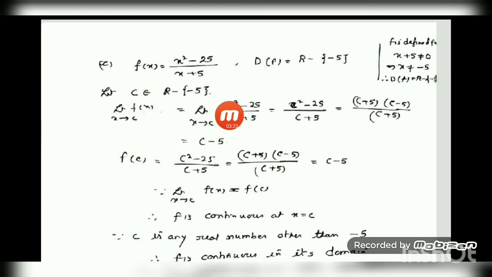Limit x tends to c, I have substituted the function value, then I can put directly the c, because c is not equal to minus 5. If it were minus 5, then it would not be possible to substitute. Since c is not equal to minus 5, I can substitute and do the calculation now. It is equal to what?